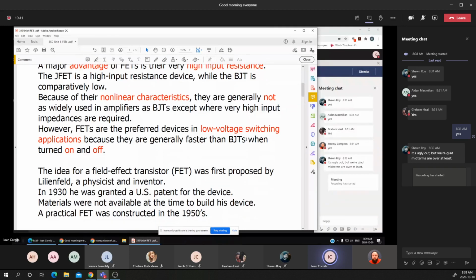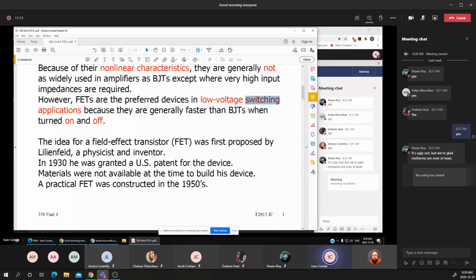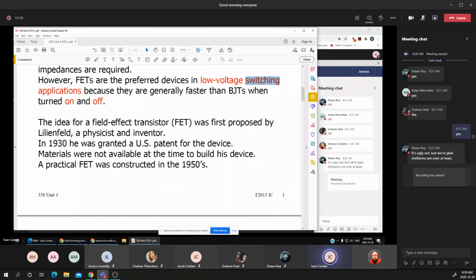Remember that one of the applications for a BJT is in linear, or analog, applications, and the other application was in switching circuits. The FETs are used, most of the time and most widely, in low voltage switching applications. It means that by simply applying a small amount of voltage on the gate, we can turn the FET on or off. Just to give you an idea, it was invented around 1930.